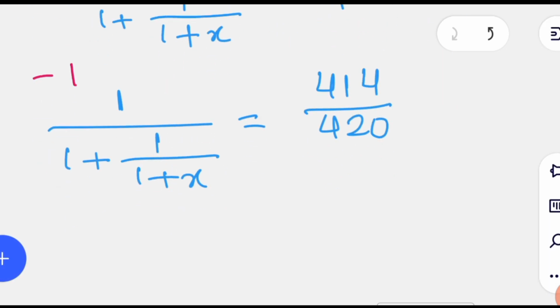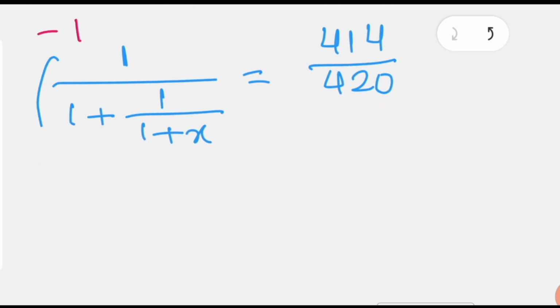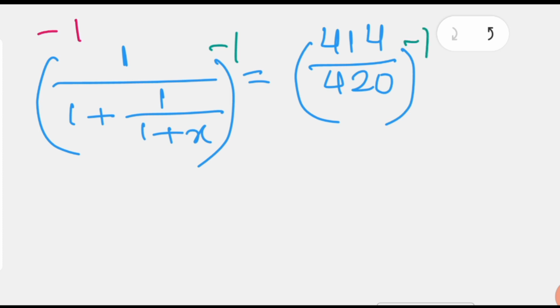Again, there are further fractions in the denominator of the left hand side, so taking the inverse again of both sides, we obtain a new equation of the form 1 plus 1 over 1 plus x, and on the right side we flip the fraction, that becomes 420 over 414.